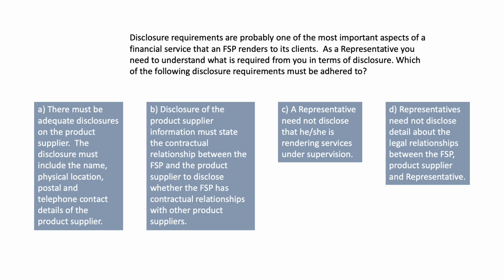The correct answer is option A. There must be adequate disclosure on the product supplier. The disclosure must include the name, location, and contact details of the product supplier. It is important to use the questions that are covered and that you do as learning opportunities. Take time to read through the questions and understand what they are asking, and learn from your mistakes.